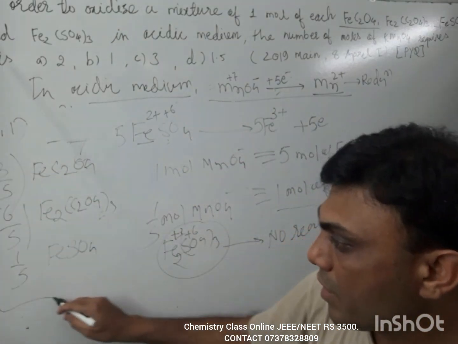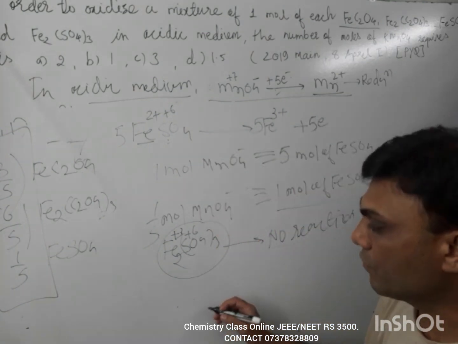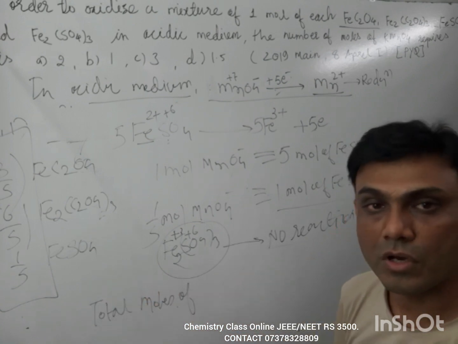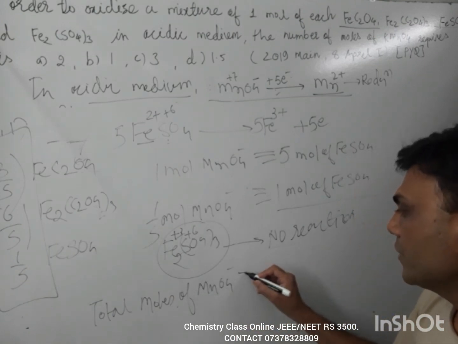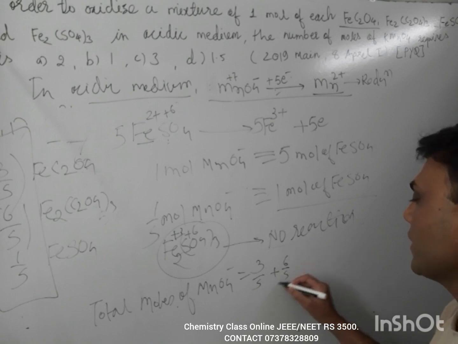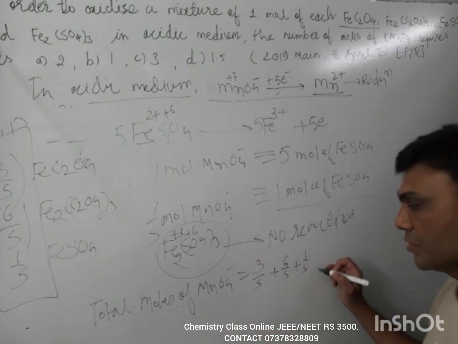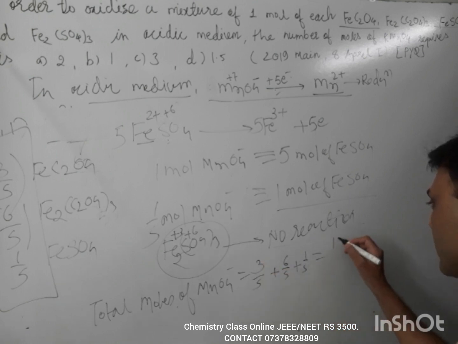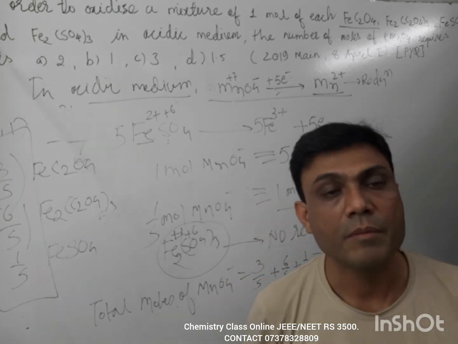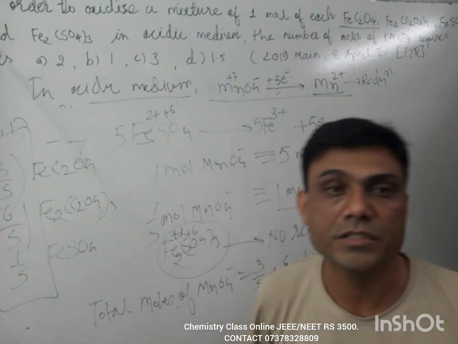Now whatever moles of MnO4⁻ are required to oxidize 1 mole of each, we have calculated here. Now we just want the total moles of MnO4⁻. So total moles of MnO4⁻ will be 3/5 in case of ferrous oxalate plus 6/5 in case of ferric oxalate plus 1/5 in case of ferrous sulfate. So we have to add this: 6 plus 3 is 9, plus 1 is 10. 10/5 is equal to 2. That means overall we require 2 moles of MnO4⁻ to oxidize 1 mole each of ferric oxalate, ferrous oxalate and ferrous sulfate. Now friends, this is the solution of this question.